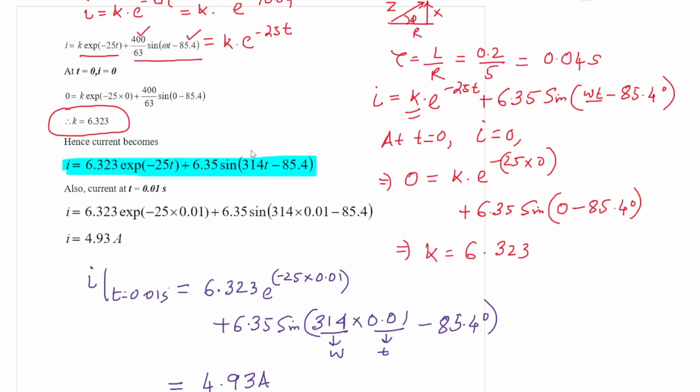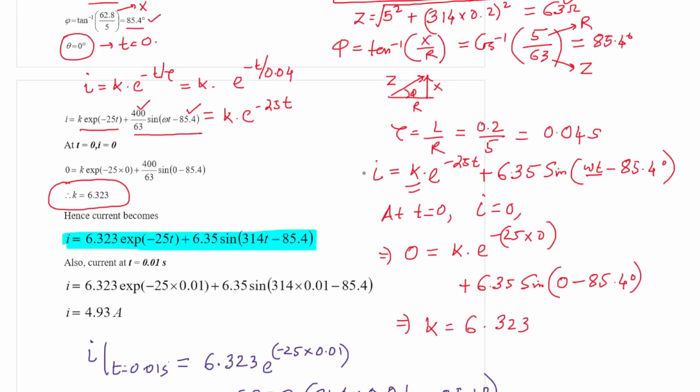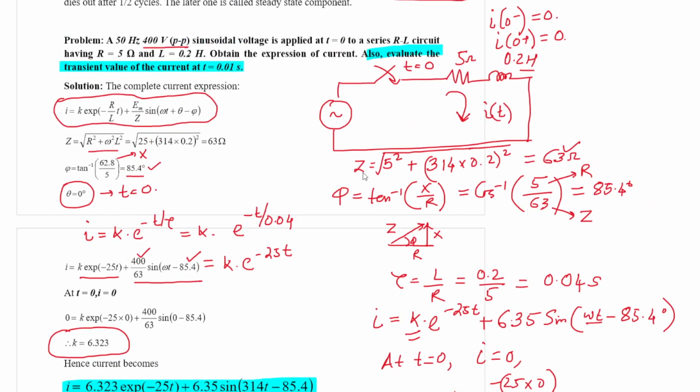So you can understand that at t is equal to 0 second, the current was 0. However, within 0.01 second, that is within half cycle time, the current becomes 4.93 ampere. So this is a good illustration of the transient response of a series RL circuit. With this, I am ending this part here.